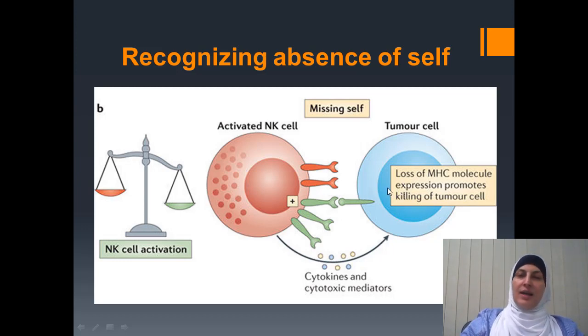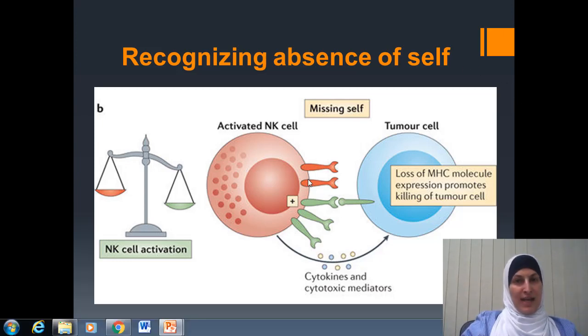So this is one of the, let's say, unique features of the natural killer cells that is not present in any of the other immune cells: the ability to recognize absence of self, which comes in very handy in viral infections and in tumor cells.